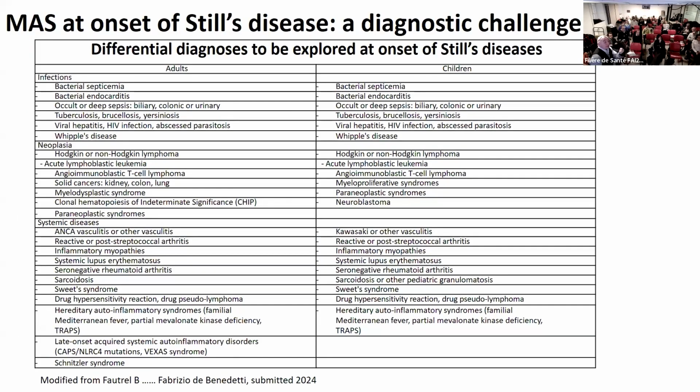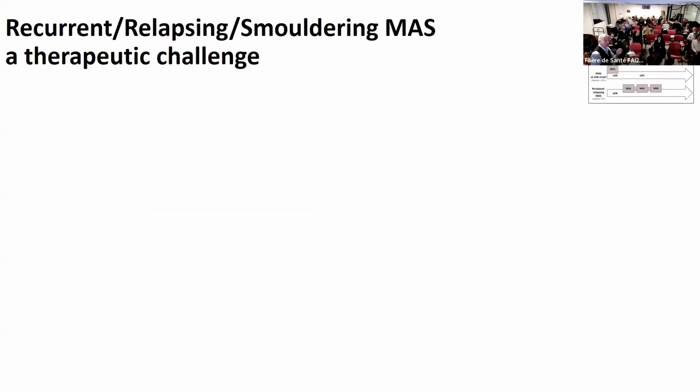This is the table that Bruno showed you, and that's why MAS at onset is a challenge. MAS at onset of Still's disease is a challenge because you are faced with a long list of diagnoses, and you need to be fast. You can take a couple of weeks or 3 weeks to make your diagnosis of Still's disease, but you can't wait 3 weeks to treat an MAS patient. So you have to run through the diagnosis as quickly as you can. The bone marrow aspirate is useful for the differentials, not for anything else.